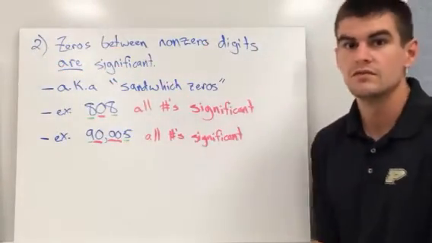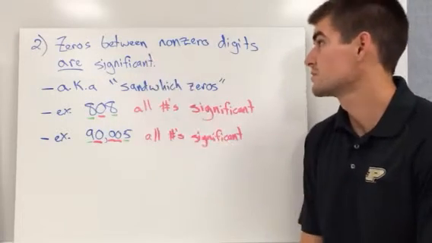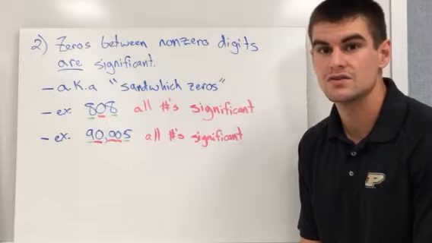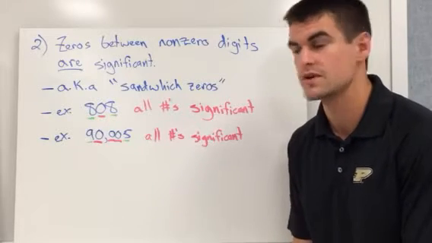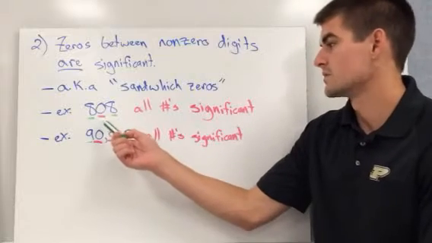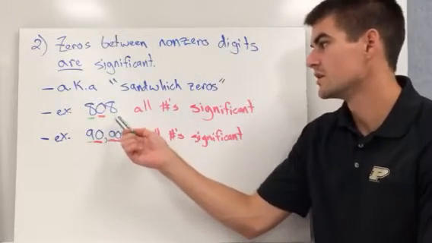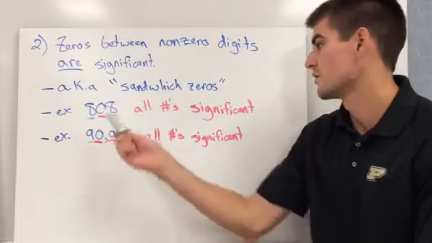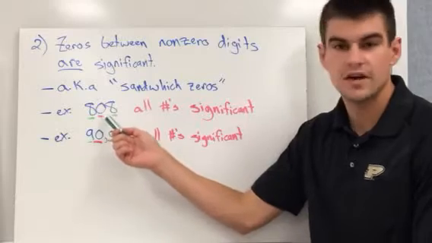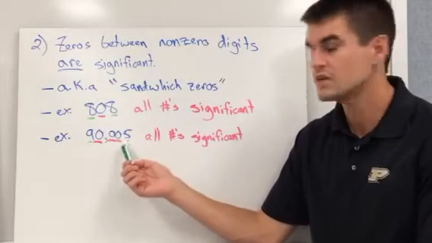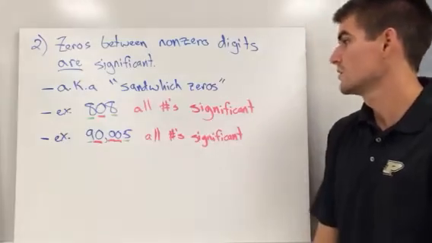Our second rule then, really the last few here, focuses on those zeros. Zeros between any non-zero digits are significant, so we call these sandwich zeros or Oreo zeros. So in this example, that zero between our non-zero digit and non-zero digit is significant, so all 3 are significant. Same thing here, it doesn't matter if I have 1 or 3 or 15, these are all going to be significant.